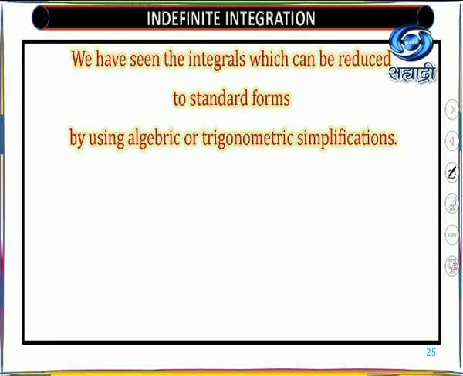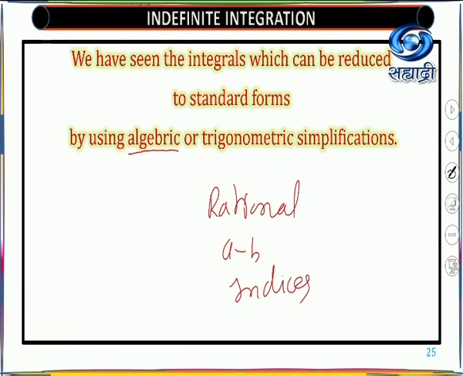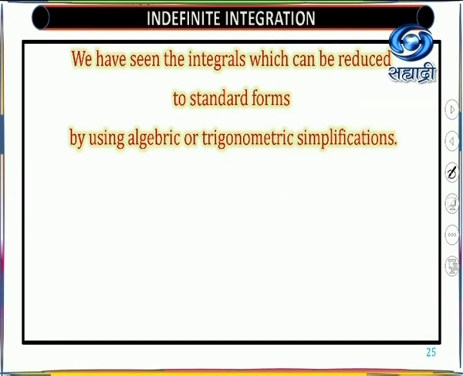And sometimes we are using algebraic simplification. Algebraic simplification means what? We are using rationalization. Rationalization comes under algebra. So rationalization, then a − b, a + b, or the indices. All these are nothing but from algebra. Trigonometric simplification means what? You are using the trigonometric identities, and by those identities you are simplifying your function. So by using algebraic and trigonometric simplification, we convert our integrands into a simple form, so that we can reduce them to a standard form and get the values.